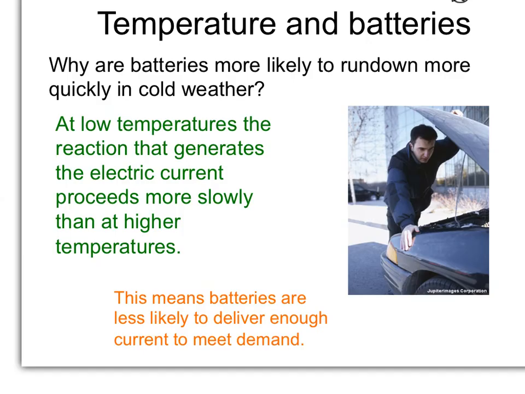So if you see someone stuck on the side of the road on a cold winter morning, it could be their battery. If temperature affects reaction rate, at lower temperatures, the rates of the reactions are going to be slower. The kinetic energy is lower, the molecules are not moving as fast, and so the electric current that is going to be generated from the reaction in the battery will proceed more slowly, and that means that it will be less likely to deliver enough current to meet the demand on the car.